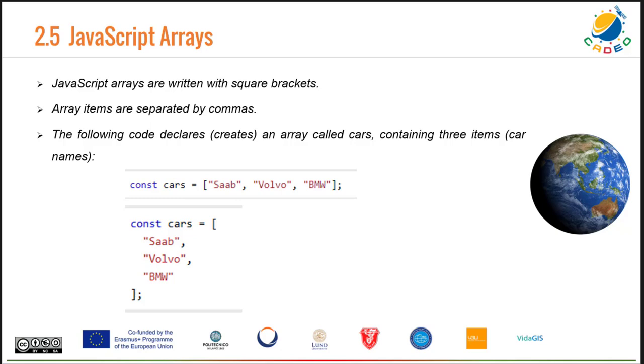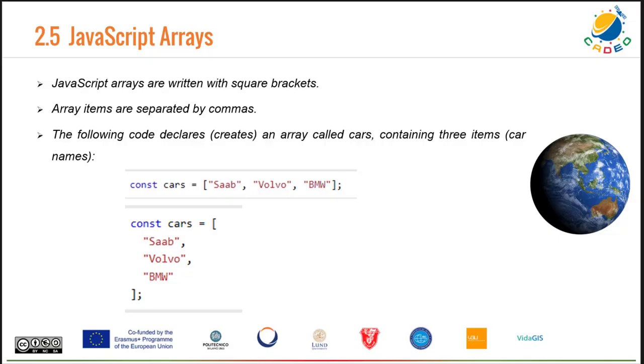JavaScript arrays. An array is a special variable which can hold more than one value. Arrays can hold many values under a single name, and you can access the values by referring to an index number.